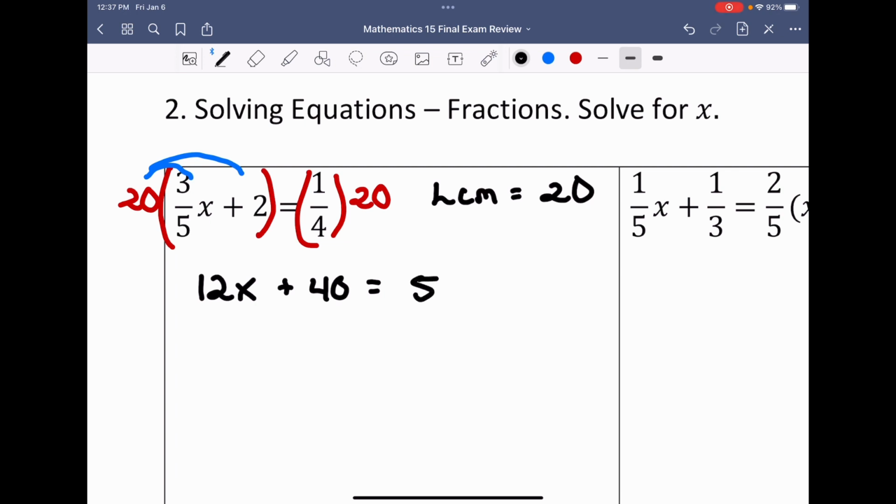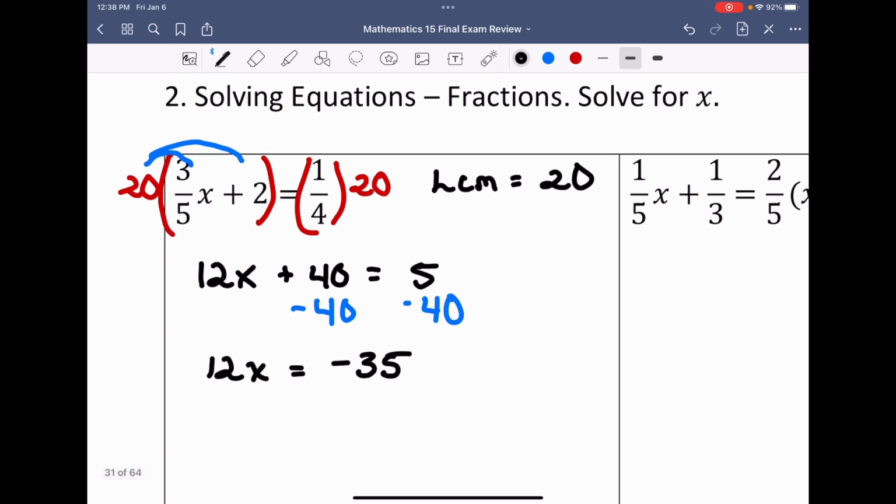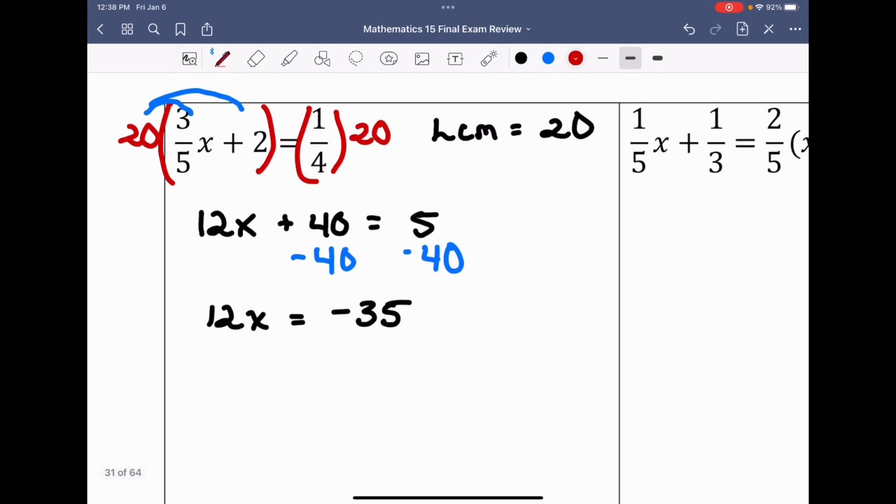Okay, now we want to isolate x, so what I'm going to do is subtract away the 40 from both sides. When I subtract away the 40 from both sides, I'm going to get 12x is equal to negative 35. And then from here, what I'm going to do is take the coefficient of that x term and divide it. Therefore, I get x is equal to negative 35 over 12.